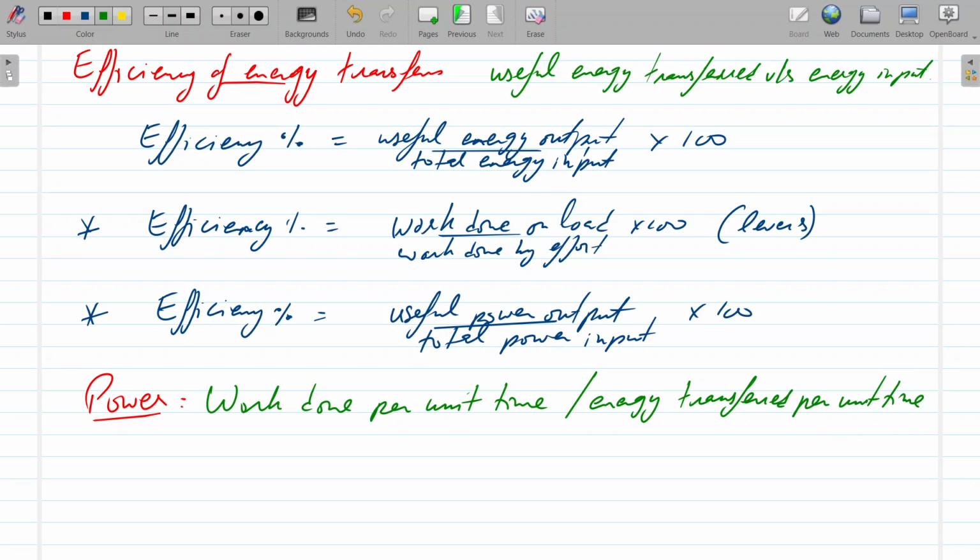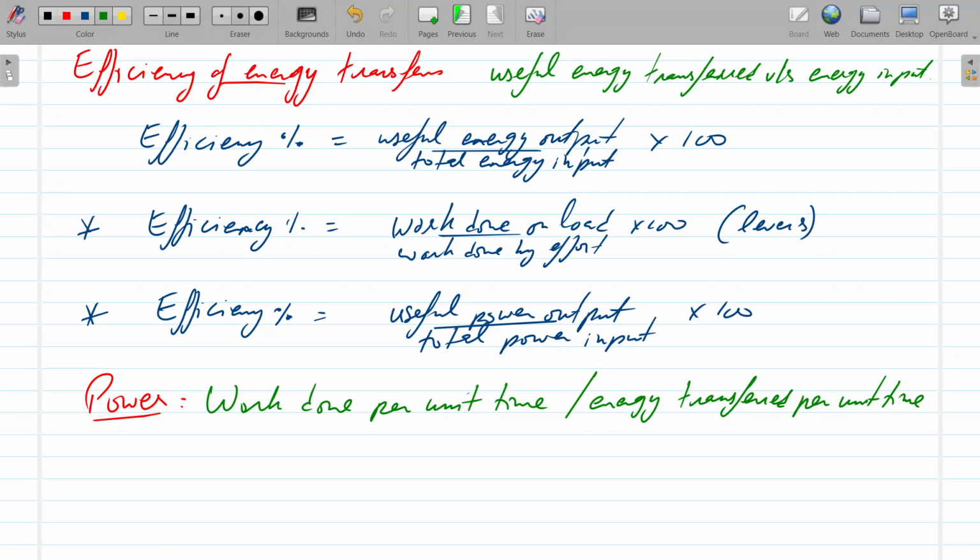Just a question, sir. In the efficiency of energy transport, the first and last equation, it's the same thing, isn't it? The first one's talking about energy, the second one's talking about work, the third one's talking about power. Technically, they're all the same. It just depends on what you have to work with. Are you talking about the efficiency of the energy, the efficiency of the work, or the efficiency of the power?